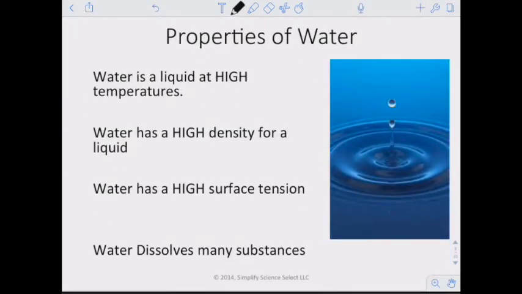So let's look at the properties of water. Water is a liquid at high temperatures compared to other covalent compounds, because essentially these are just nonmetals bonded together. Water has a high density for a liquid, and water has a high surface tension. We saw that when we were putting the drops on the penny. And water dissolves many substances. Water has very unique properties, and it all has to do with the structure, the way that it's set up, with the hydrogens being positive and the oxygens being negative.